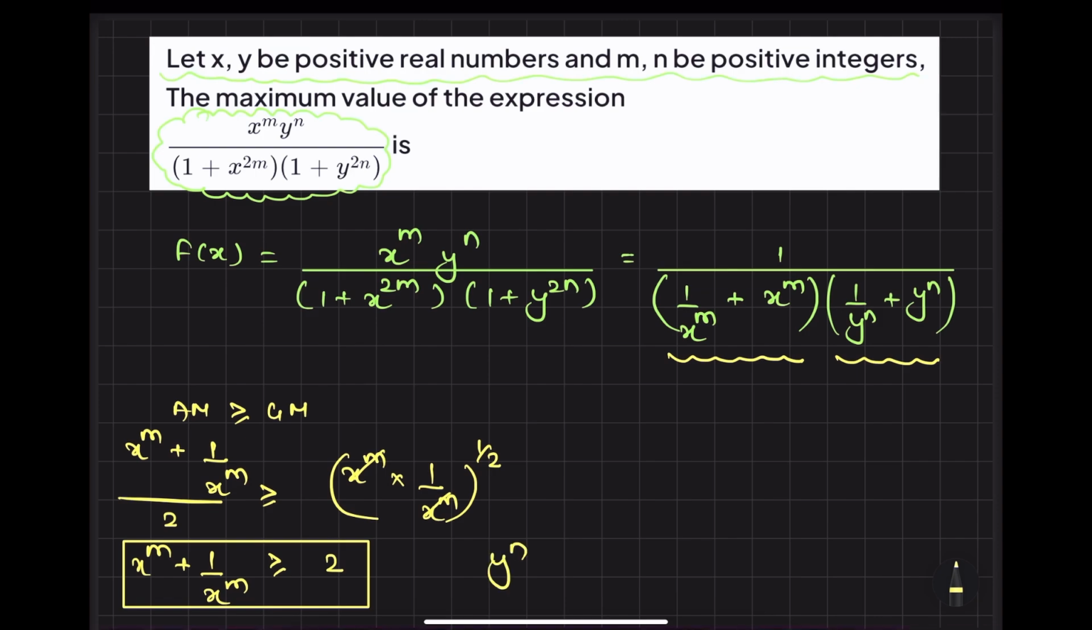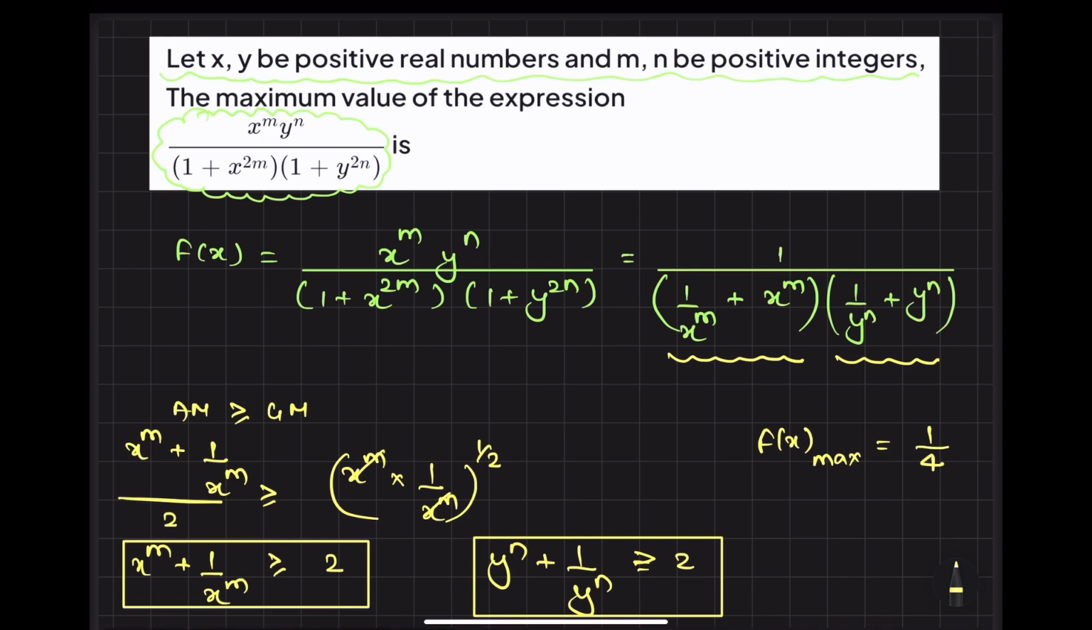Similarly for y^n, because it is symmetric, it is also 2. So the minimum value of the second component is also 2. Okay, so can I say that f of x max is 1 by 2 into 2, which is 1 by 4. So this is the required value.